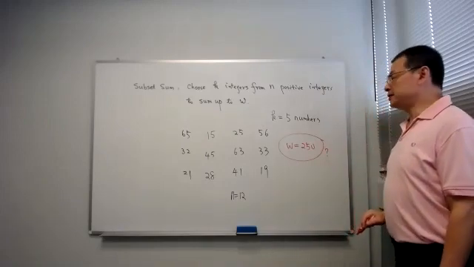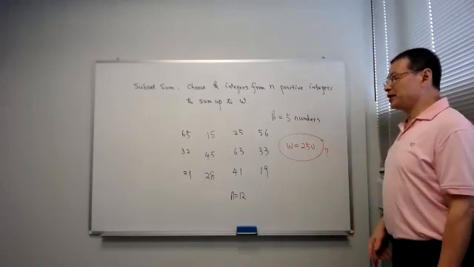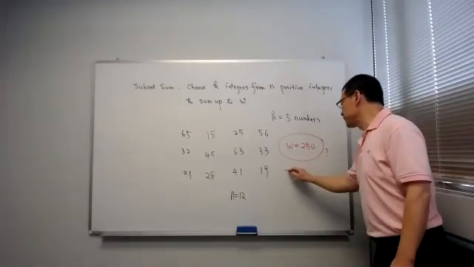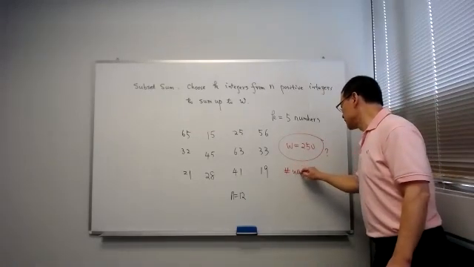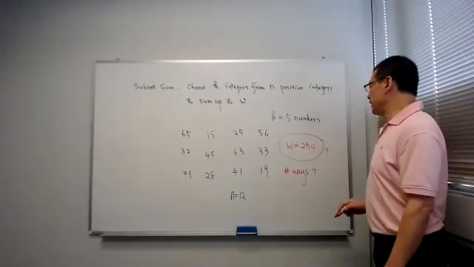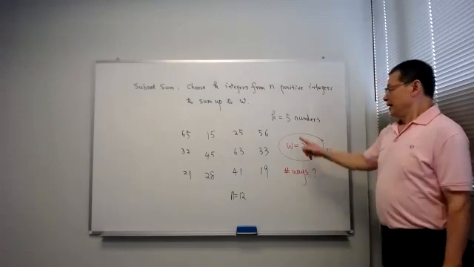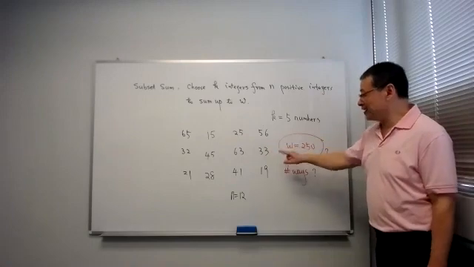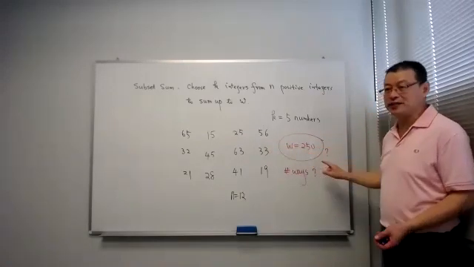Now the question is, I want to not only find such a set, but also determine the number of different ways. How many different ways can I find k numbers whose sum equals 256? For this one, I think it's very difficult. I have no idea whether it exists or not.